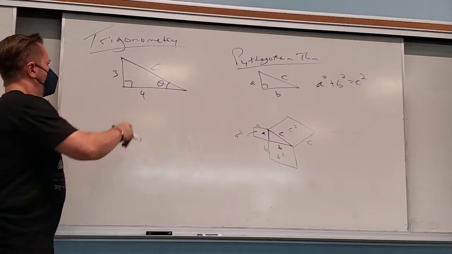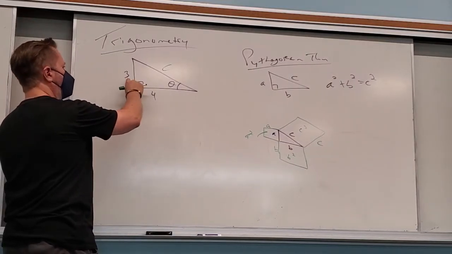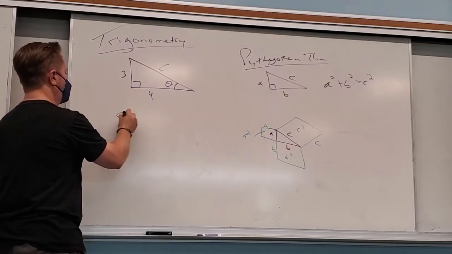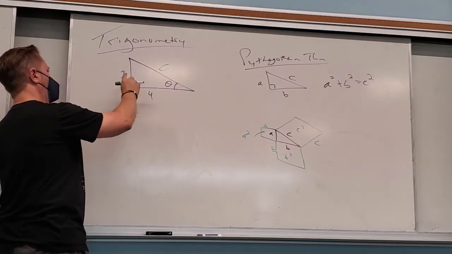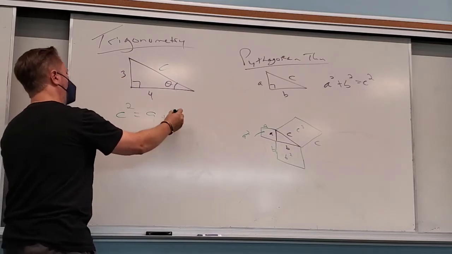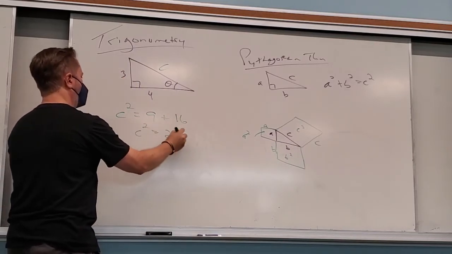So it doesn't matter which one of these is A or B, because I'm just adding them together squared, right? So I get C squared equals 3 squared plus 4 squared. C squared is 25.